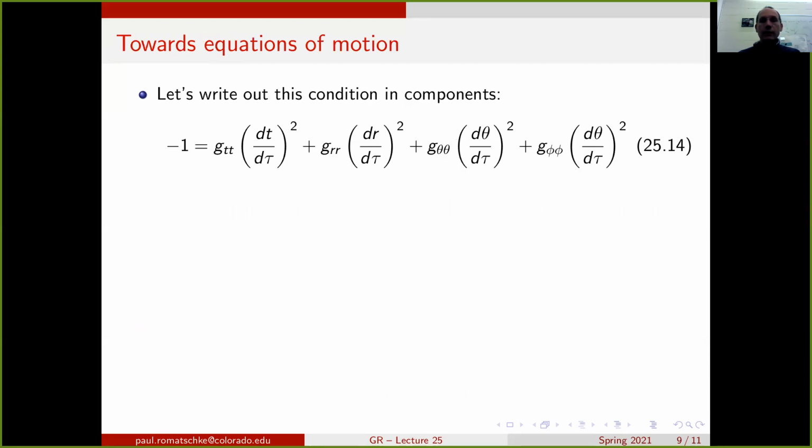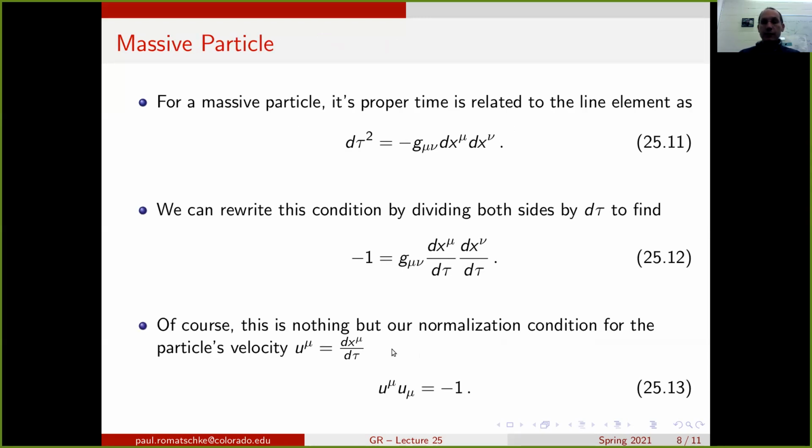Okay, so backing up a little bit. We know this condition here, and we understand physically what it means: the forward velocity of a massive particle is normalized in this way. Now we can go back to this condition here and just write it out in components using the metric tensor.